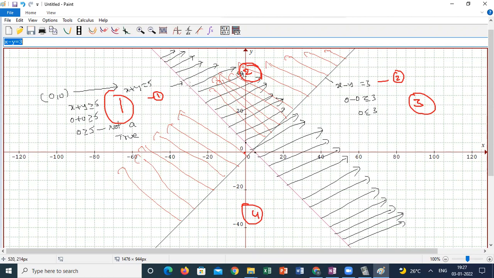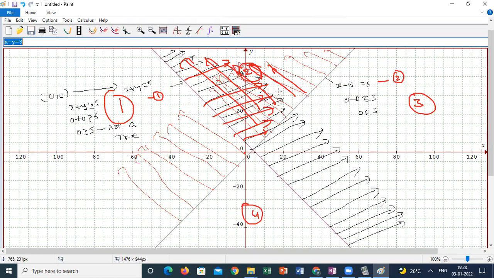See, what are the graphs? This graph is intersecting the graph of the second inequality. This is the graph of the first inequality, and this is the graph of the second inequality, where both the graphs are intersecting or overlapping. So this is called the common graph. That graph is common for both the inequalities.